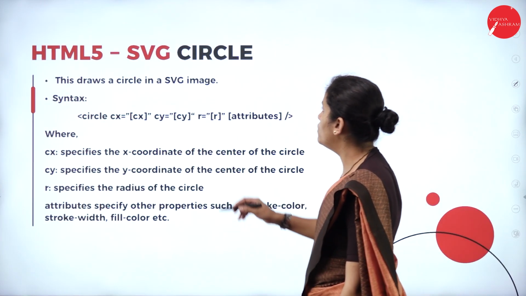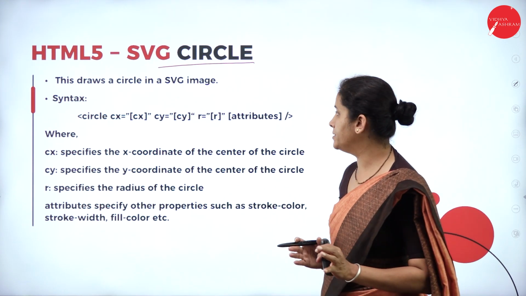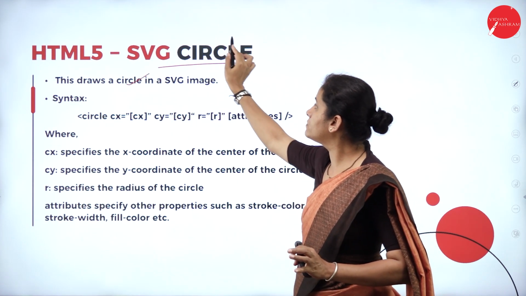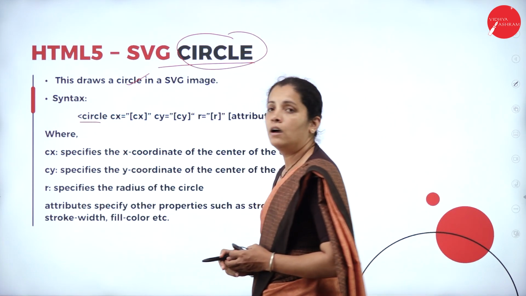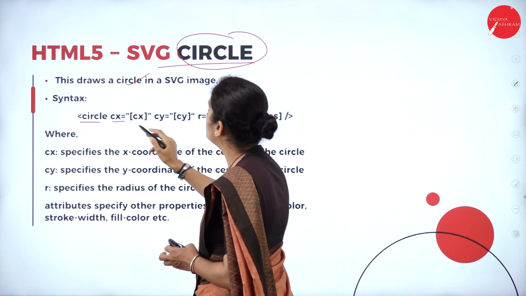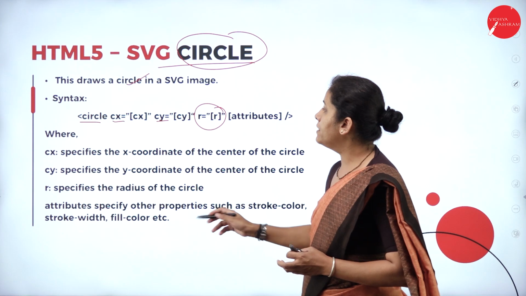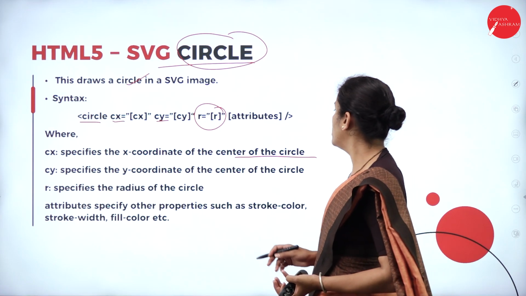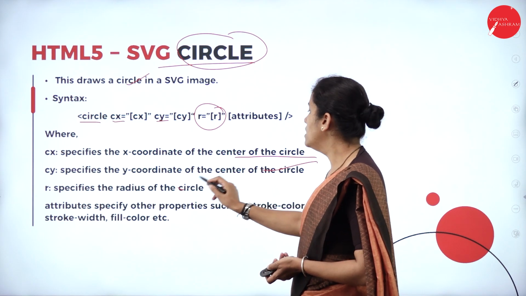Next, I'm going to have one more SVG element. To draw a circle, I'm going to use the circle tag. If I consider the syntax, what is the tag name? Circle. I'm going to specify the x coordinate, y coordinate, and the radius. The x coordinate is the center of the circle, the y coordinate is also the center of the circle, and r is nothing but the radius of the circle.